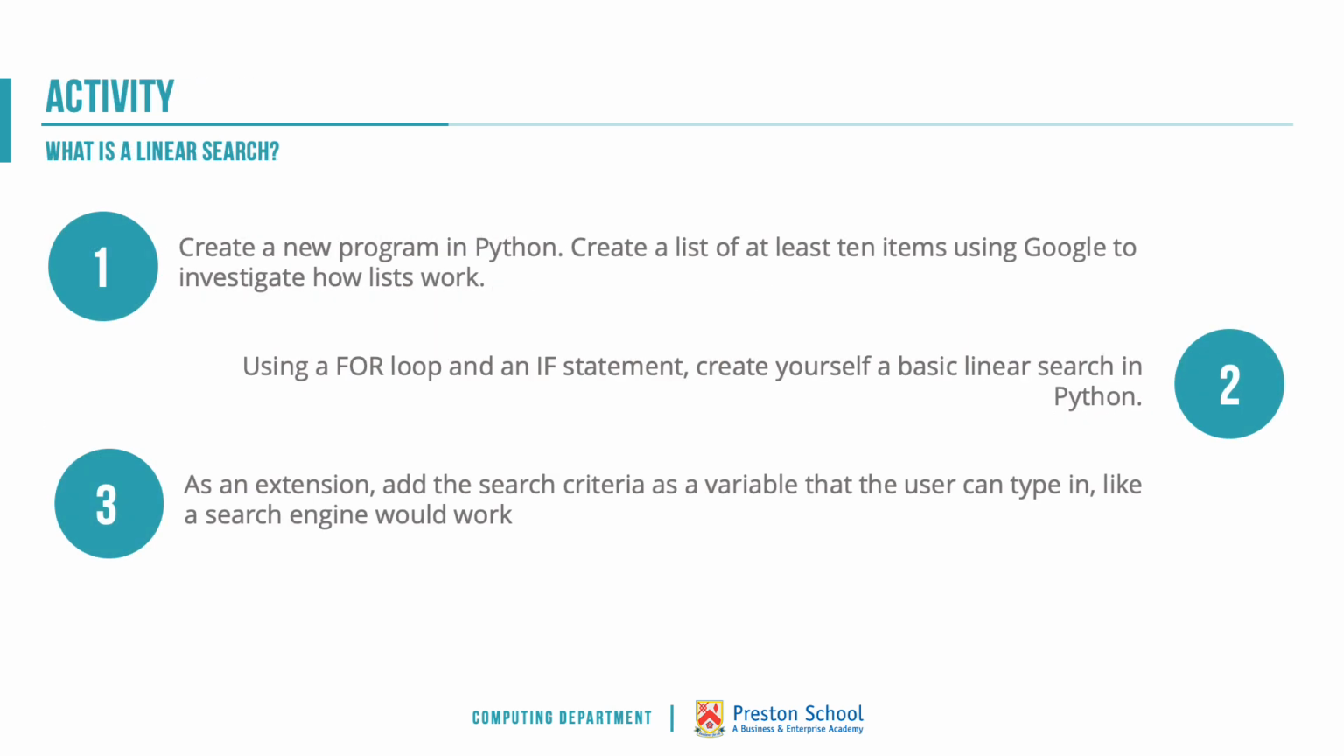Okay, pause the video at this point. I'd like you to create a list of 10 items in Python. I'd then like you to use a for loop and an if statement to try and create yourself a basic linear search. Now, if you haven't started looking at Python yet or a high-level programming language yet, do this in pseudocode or OCR exam reference language. That video is available on YouTube if you haven't looked at that one yet. So pause the video at this point, ideally in Python, but if not, in OCR exam reference language. Pause the video at this point, the answer is coming up.